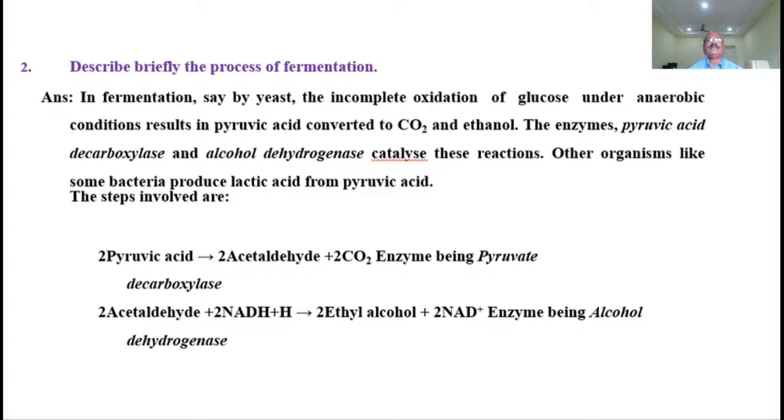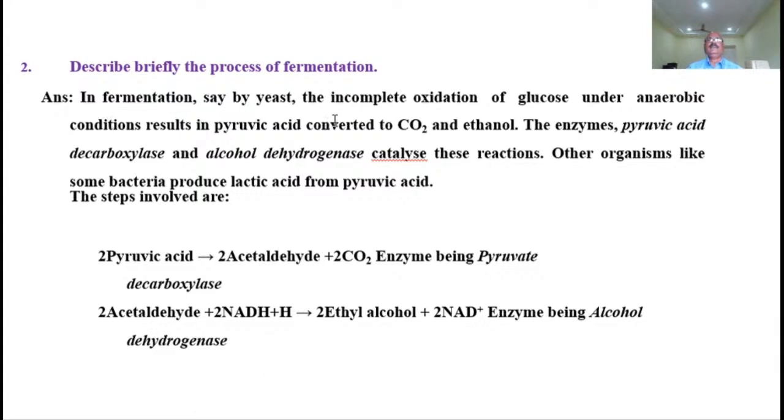Other organisms like some bacteria produce lactic acid from pyruvic acid. The steps involved are 2 pyruvic acid converted to 2 acetaldehyde, so 2 CO2s are evolved. Next, 2 acetaldehyde plus 2 NADH gives rise to 2 ethyl alcohol plus 2 NAD, enzyme being alcohol dehydrogenase. So, process of fermentation, you have to write this information.